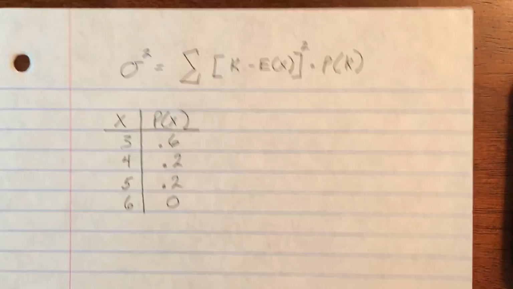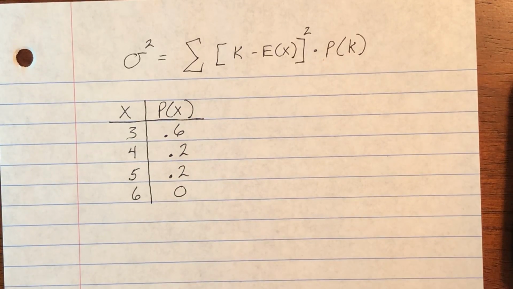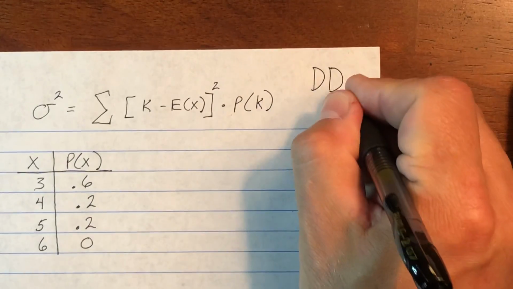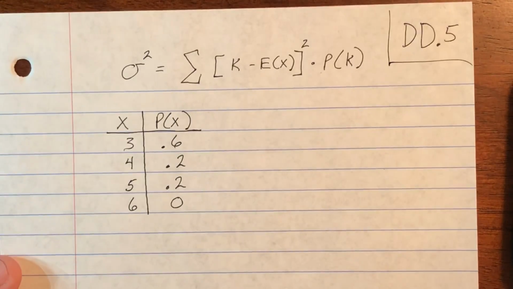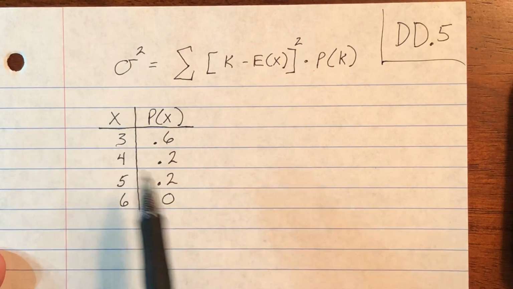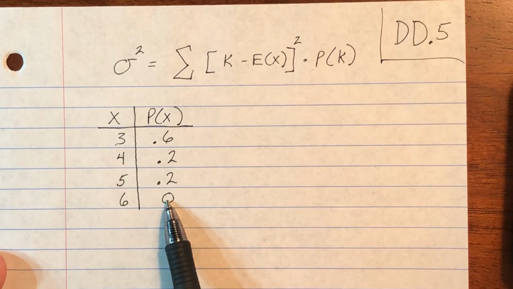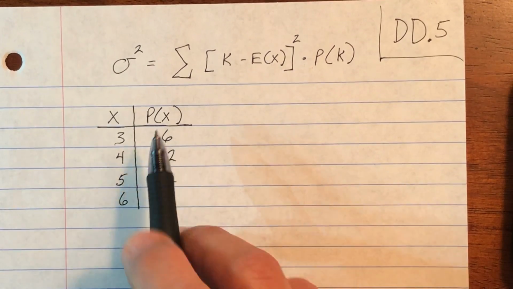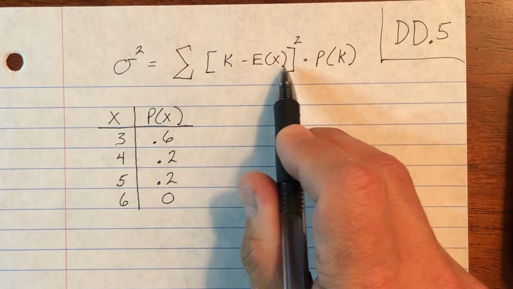Okay? So here's our formula again. I wrote that up here. And this is DD5, so I'm going to write that over here. If you want to try a couple of these, DD5 on the IXL is where you're going to go to find these. But they're going to give you a probability distribution, kind of like what you're used to, where they're telling you what X is, and they're telling you what the probability of each of these is. Okay? And so what we're going to do is calculate the variance using this formula. The first thing that we have to find is the expected value.